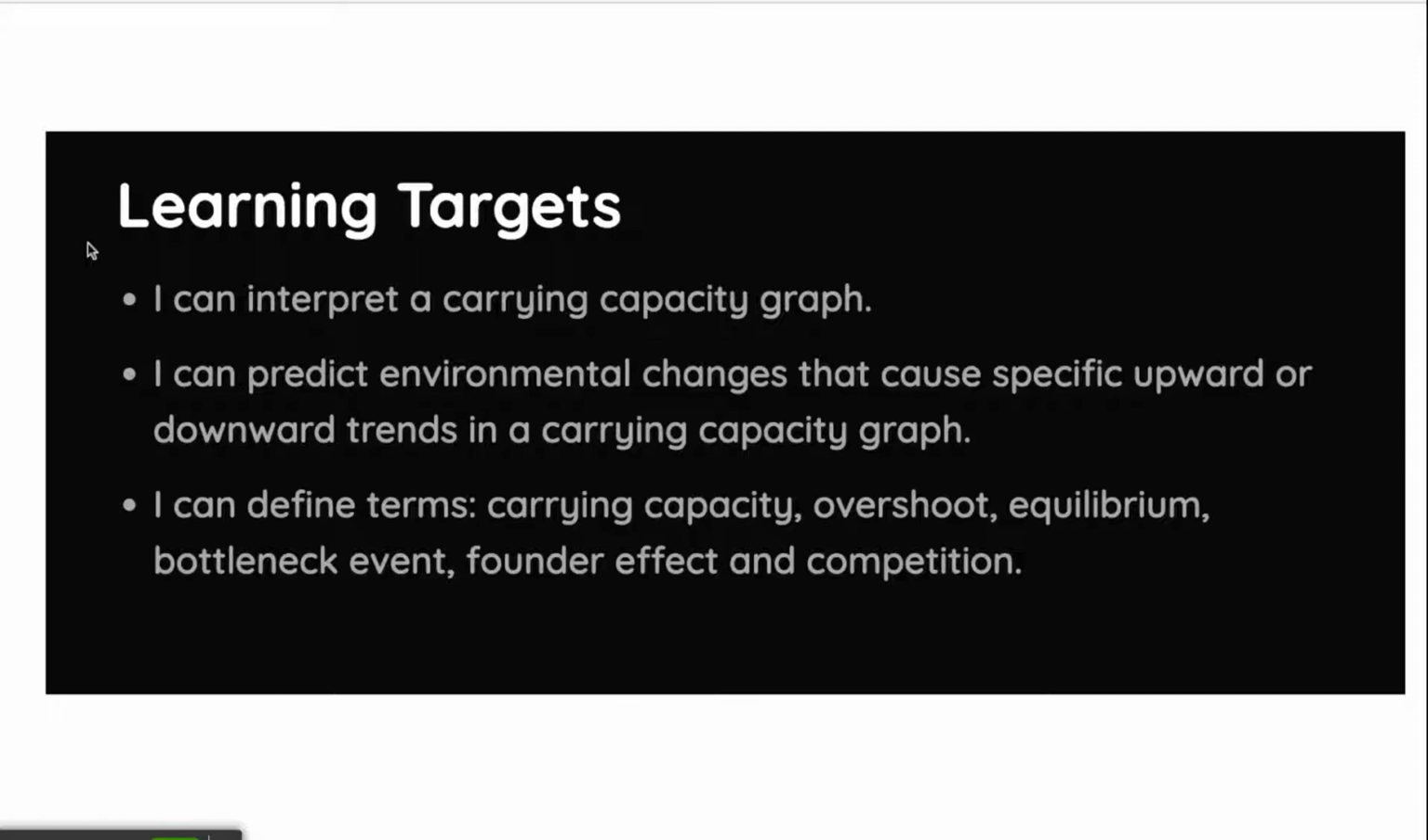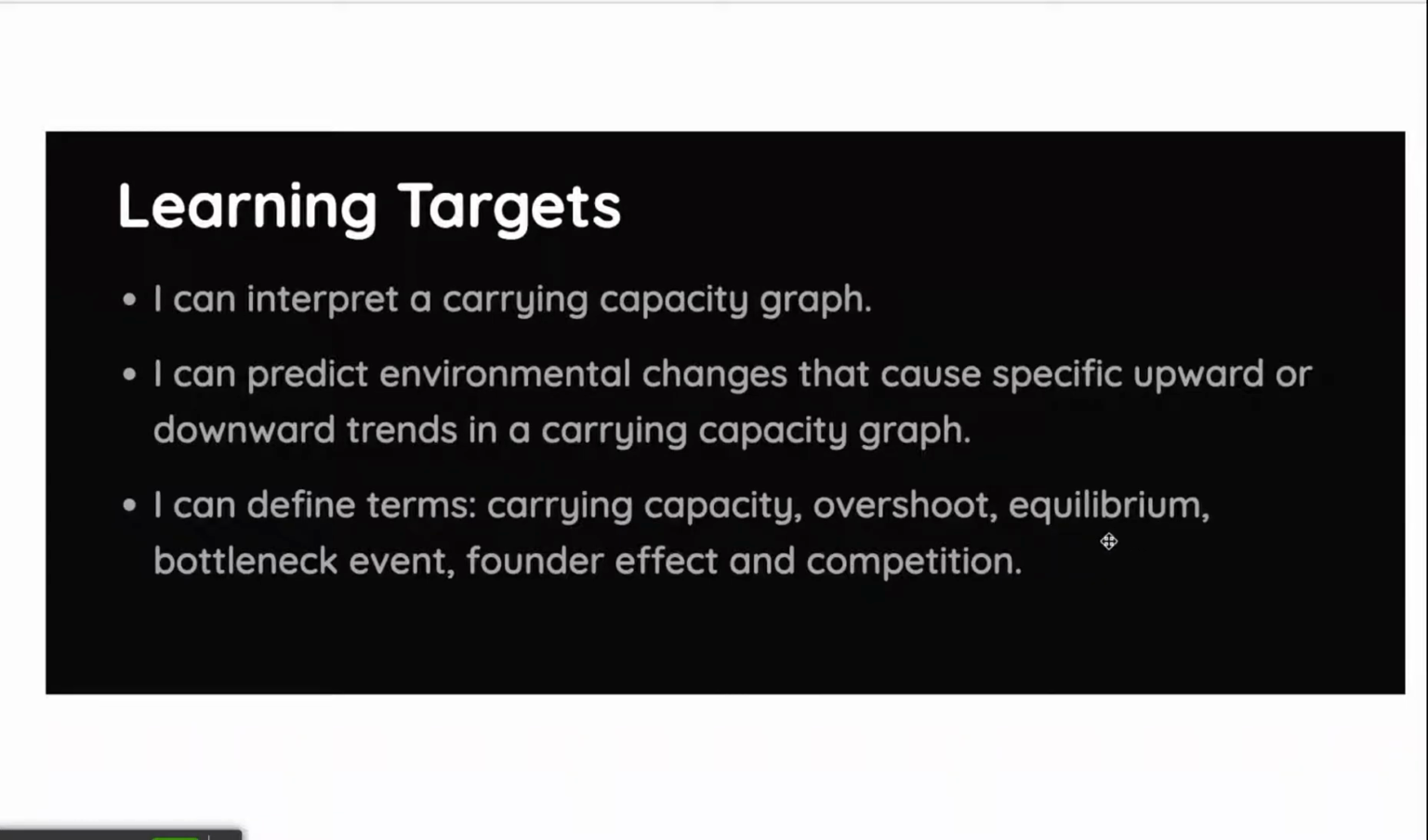So in this activity, at the end of this, hopefully you have a better idea of what the term carrying capacity means. And then you can actually use a graph to make some predictions about environmental changes that might cause an upward or downward trend in the carrying capacity chart, and I'll give you some examples. And then finally, that you can identify and understand the ideas of carrying capacity, overshoot, equilibrium, which we've actually already seen.